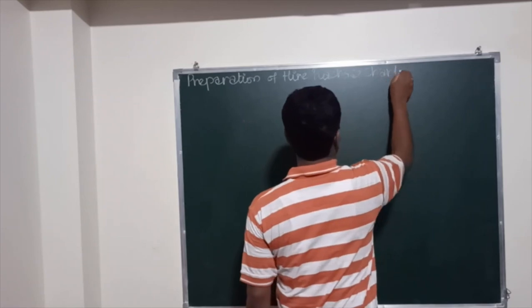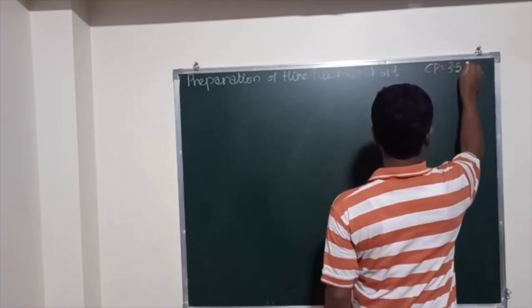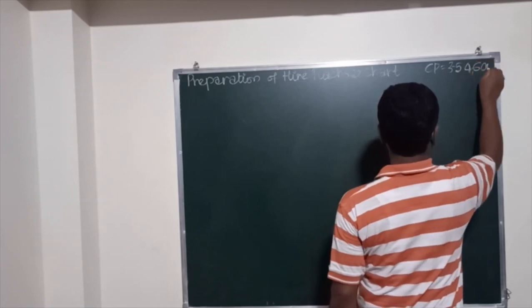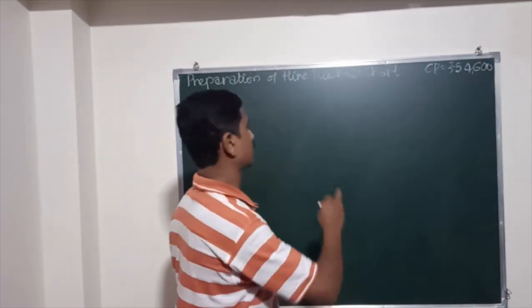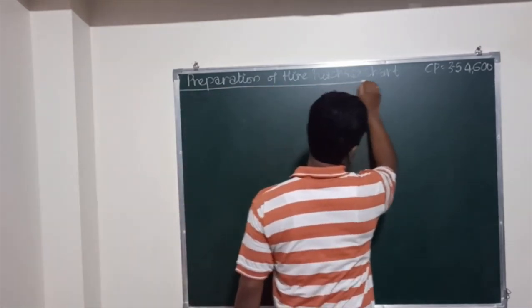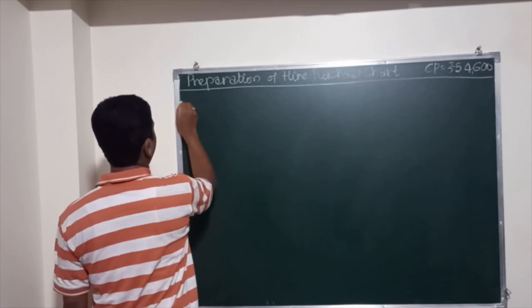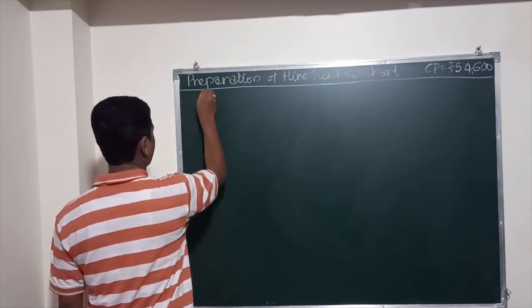As we have been given the cash price here, I will write here 54,600 rupees. This is the cash price which is already given in the problem. So now let's go for preparing the hire purchase chart.